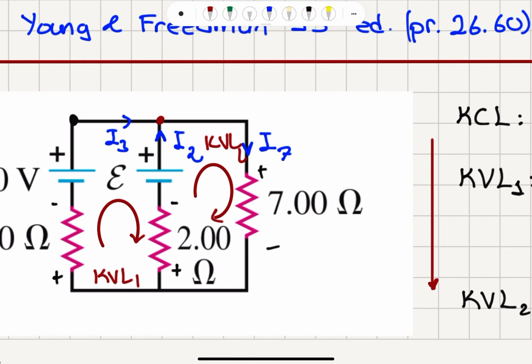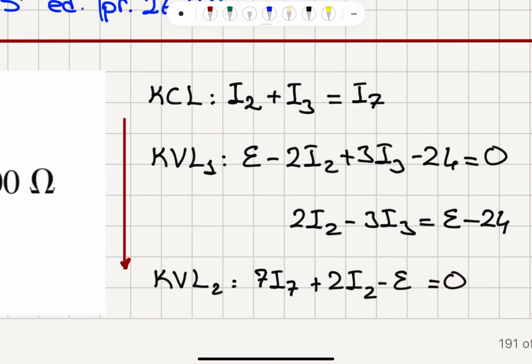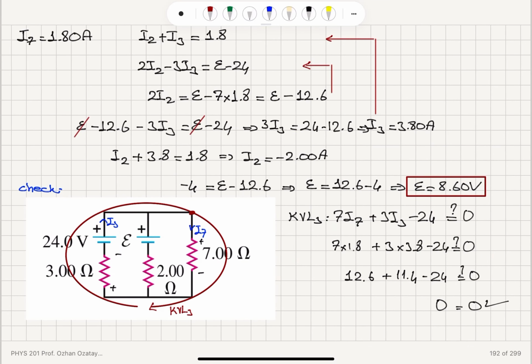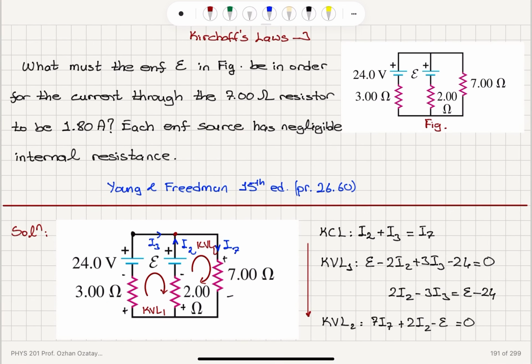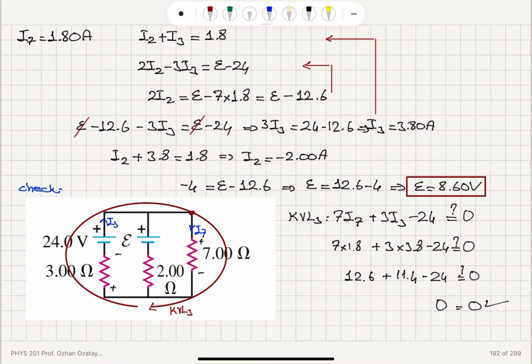Third equation, because I have 3 unknowns, KVL2, I start at this point, I have 7I7 because I encountered the plus first, and then 2I2, and then minus epsilon is equal to 0. That's KVL2 equation. Solving these equations simultaneously, noting that I7 must be 1.8 amps, I find I2 to be minus 2 amps, so this was not actually correct. I2 is leaving this junction. And I find I3 to be 3.8 amps.